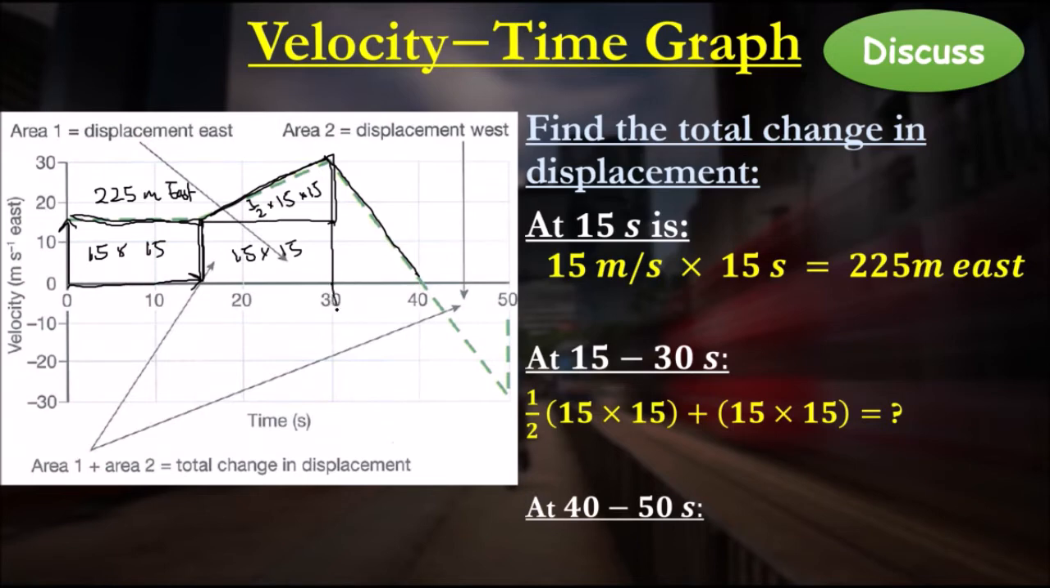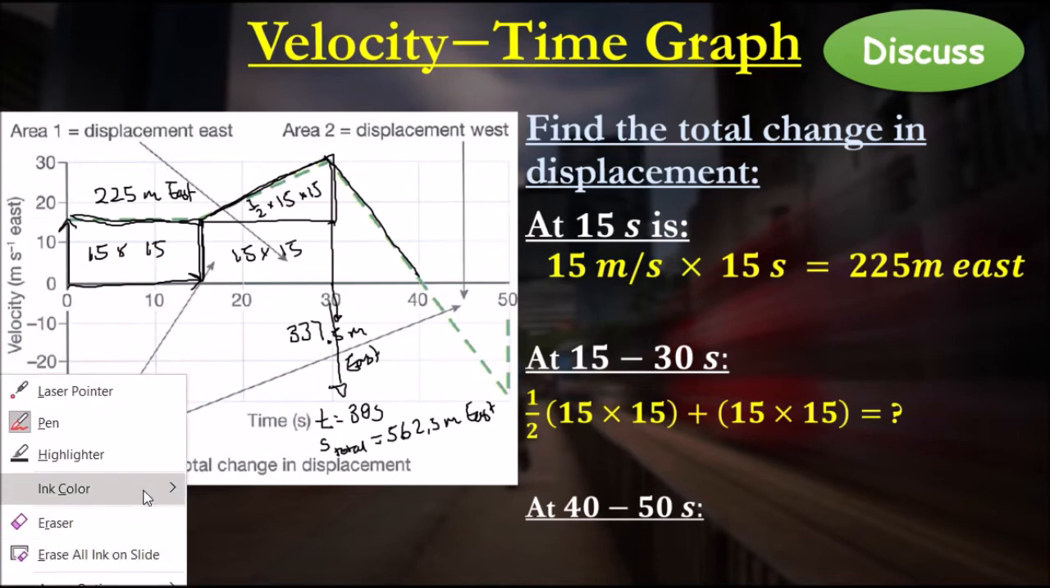Up to this 30-second point, we've also traveled an extra 337.5 meters towards the east. If we add the 225, then as a total, up to the 30 time mark, the total displacement would be about 562.5 meters towards the east. Okay, so that's how the breakdown works there.